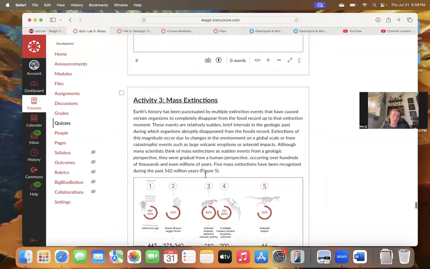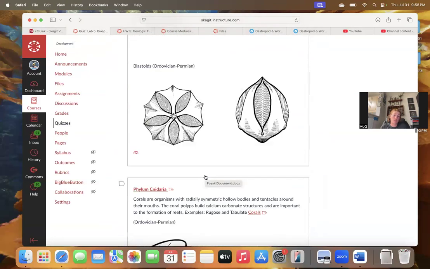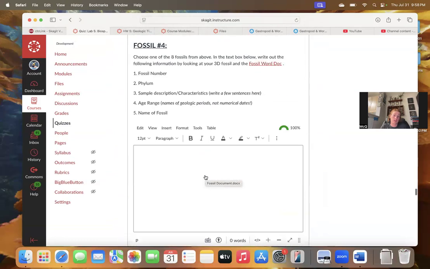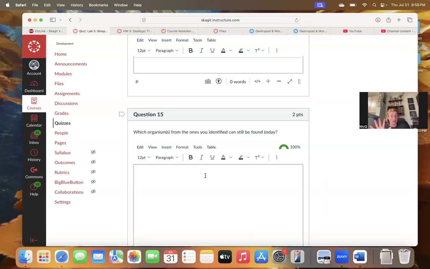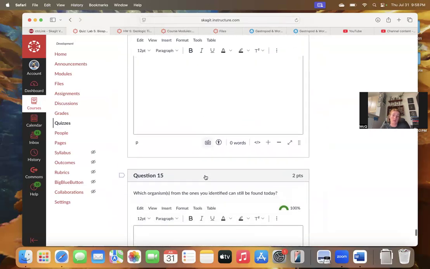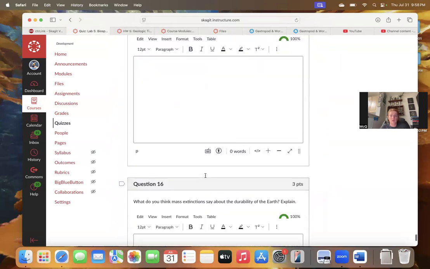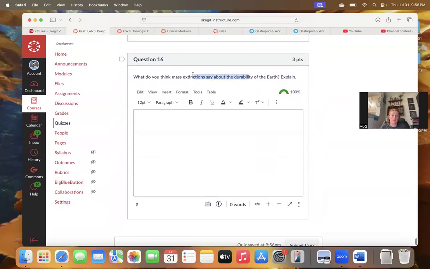Index fossil. I do talk about index fossils in the lecture, so I'm not going to explain that here, but do your best to think about which of your 5 fossils would be best used as an index fossil, and which ones can be found today. This one is going to be open-ended. Don't overthink it, but I think it's a really good thought.